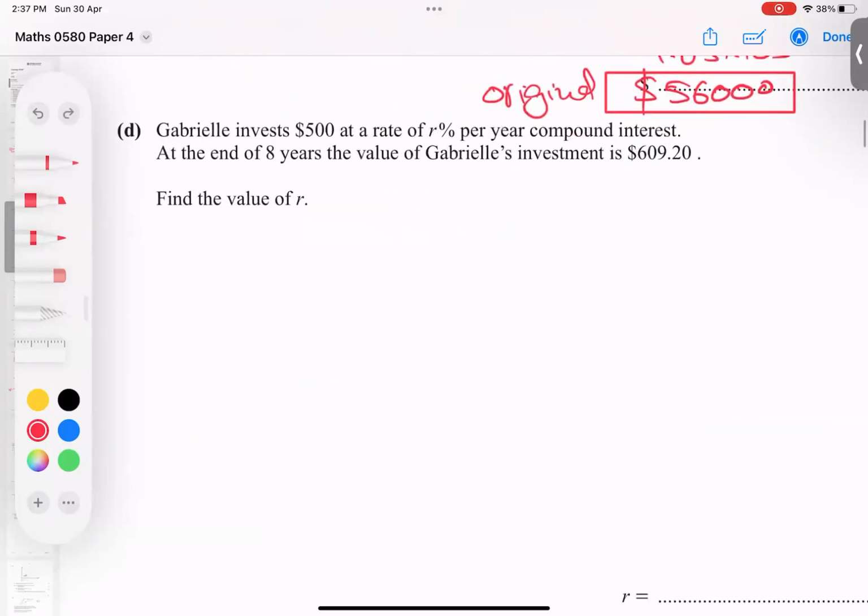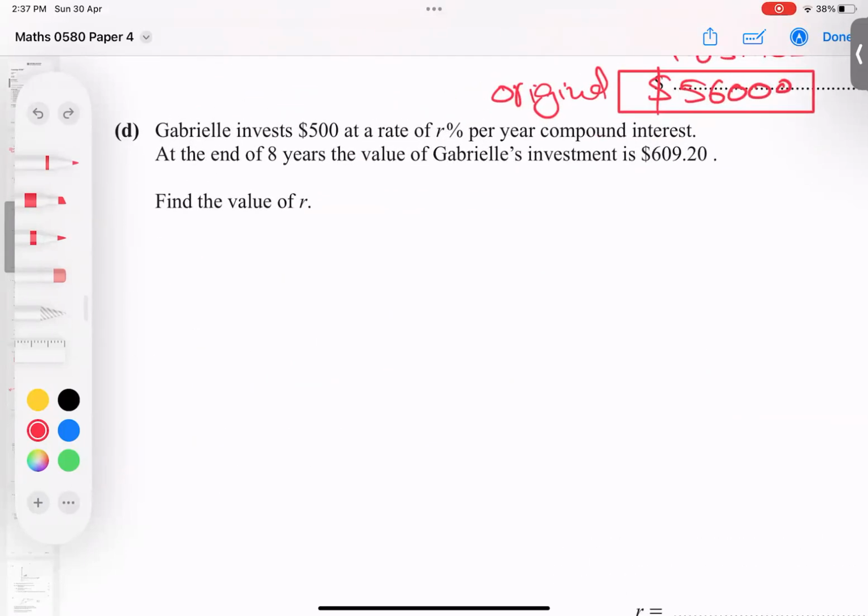Now he's saying that Gabriel invests $500 at a rate of R% per year compound interest. And after 8 years, the value becomes this much. So for your knowledge, this is called the investment. This is called A, the amount after 8 years. And T is 8 for sure. And R. So what is the compound interest formula, students? You know it.